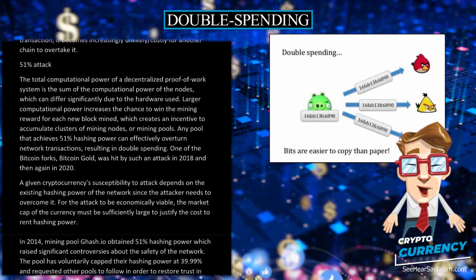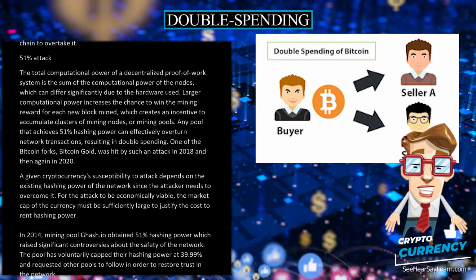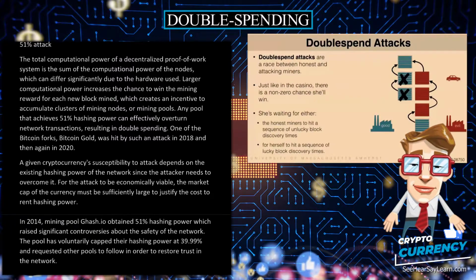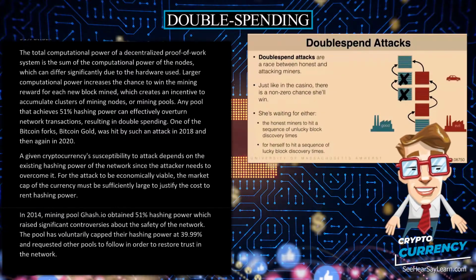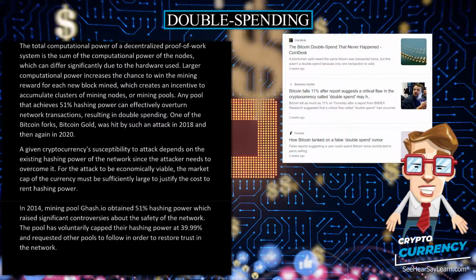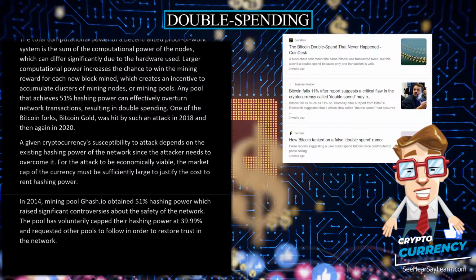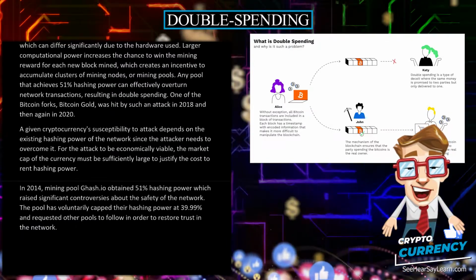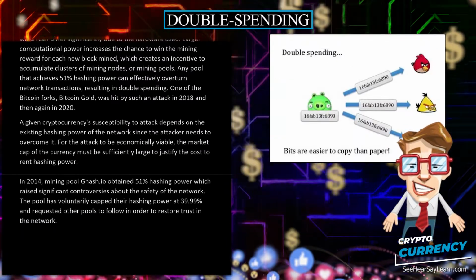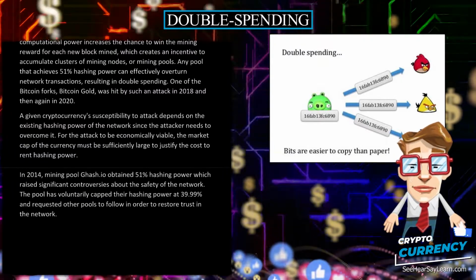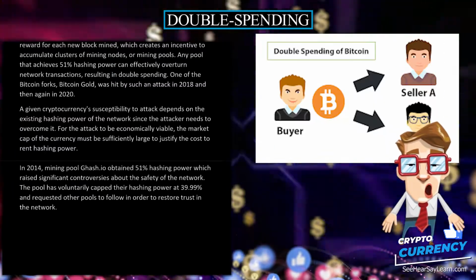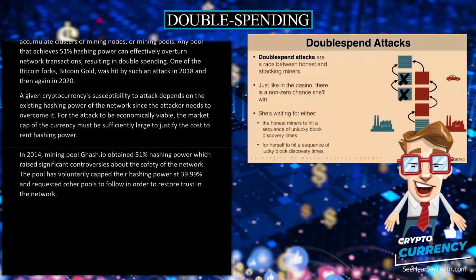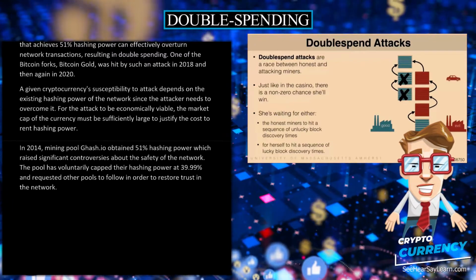A given cryptocurrency's susceptibility to attack depends on the existing hashing power of the network, since the attacker needs to overcome it. For the attack to be economically viable, the market cap of the currency must be sufficiently large to justify the cost to rent hashing power. In 2014, mining pool Gash.io obtained 51% hashing power, which raised significant controversies about the safety of the network. The pool has voluntarily capped their hashing power at 39.99% and requested other pools to follow in order to restore trust in the network.